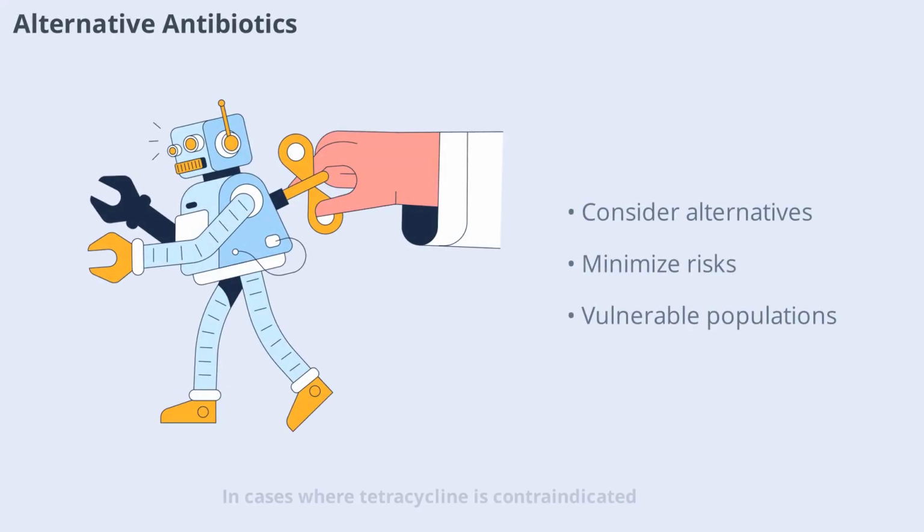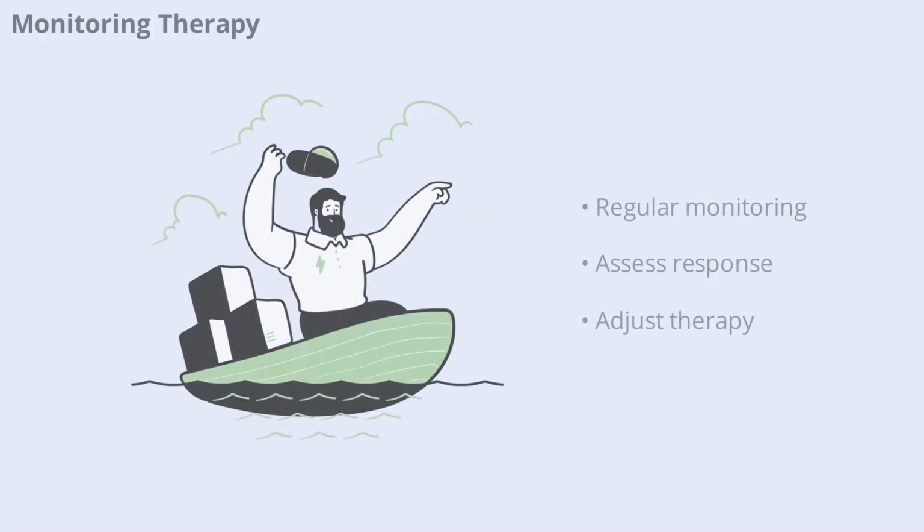In cases where tetracycline is contraindicated, alternative antibiotics should be considered. These alternatives can provide effective treatment while minimizing risks, especially in vulnerable populations like pregnant women and those with renal or hepatic impairment.